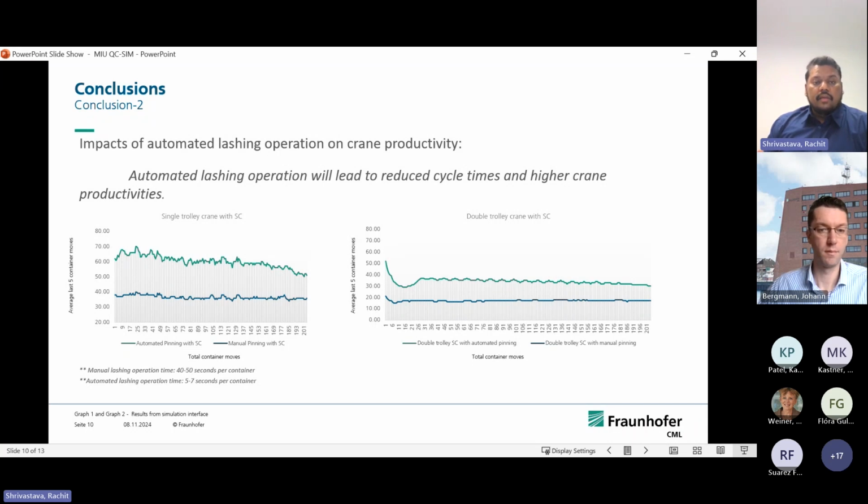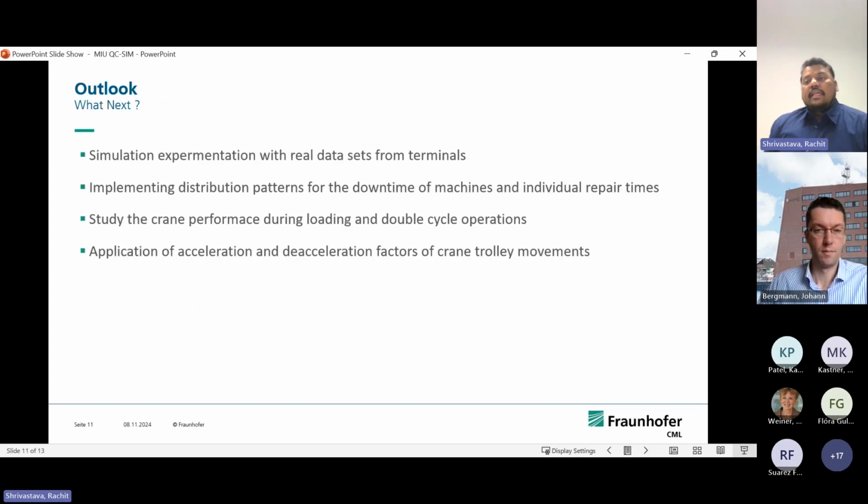And then for manual lashing operation, it was around 37, 38 containers per hour, which is an ideal case. And then with double trolley, we saw similar behavior of the crane: the double trolley ship to shore crane showed a productivity of 35, 36 containers, and the one with manual lashing operation showed around 18, 19 containers. And below you can see the time factors that we have considered for manual lashing operation and automated lashing operation.